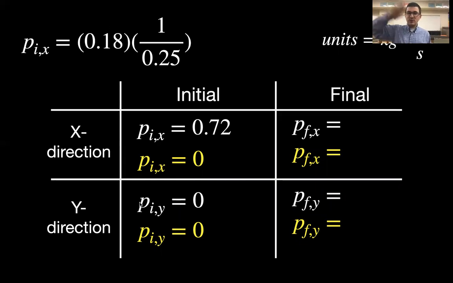The white ball is not moving up or down, it's just moving straight horizontal. So it has 0 momentum in the y direction also. And then we can calculate its momentum by figuring out the velocity, which is 1 meter divided by 0.25 seconds, meters per second, and then times the mass.